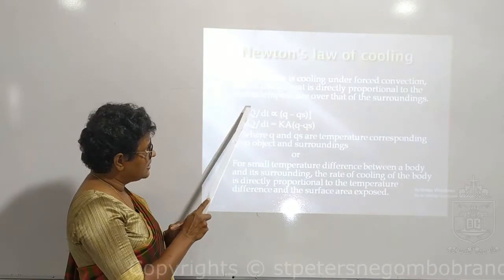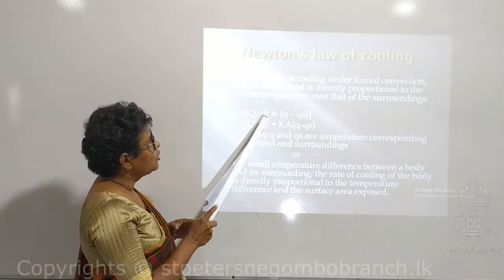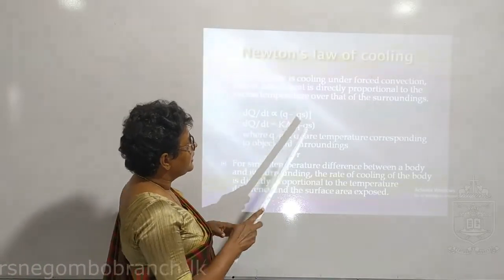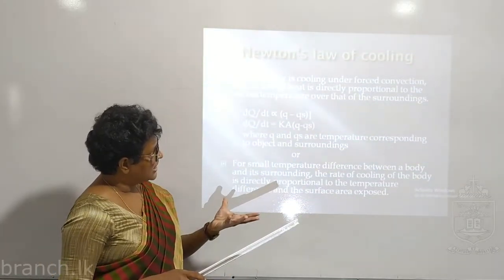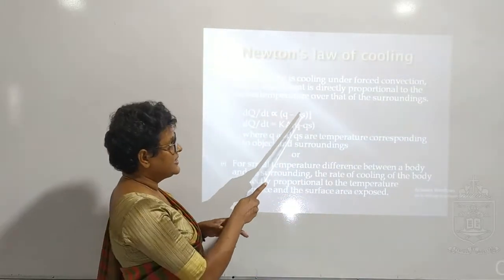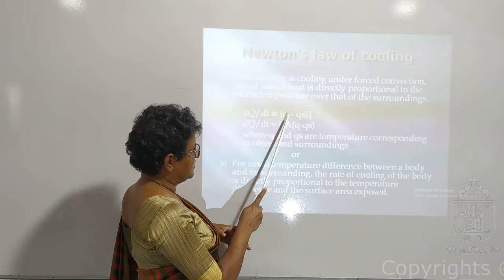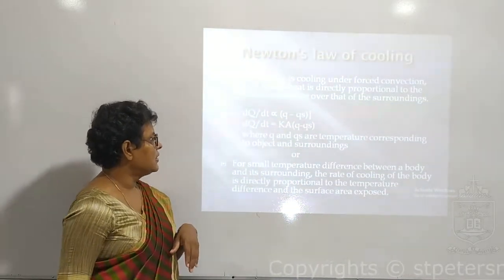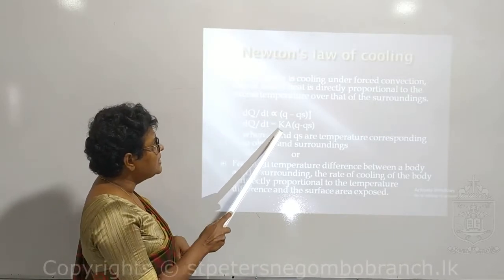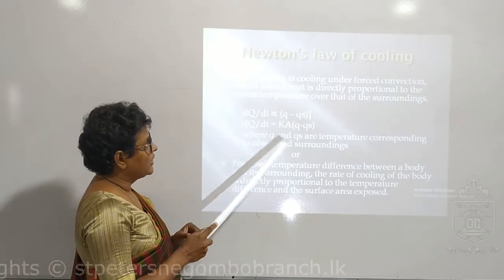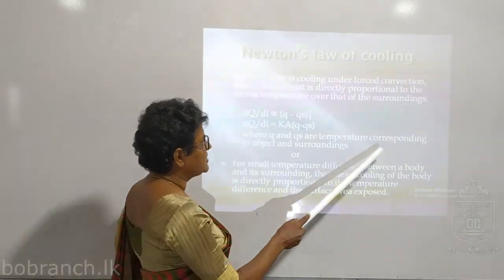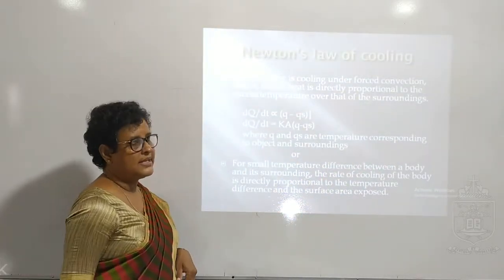Now dQ, Q is the amount of heat energy. dQ over dt, that is the rate of heat loss, is proportional to the excess temperature. That is the difference between the temperature of the body and the surroundings. If this is the surrounding temperature and this is the body's temperature, this is the difference between those two. So to remove this proportionality, right, they introduced a constant. dQ over dt equals k a (theta minus theta s), right? Where theta and theta s are the temperatures corresponding to the object and the surroundings.